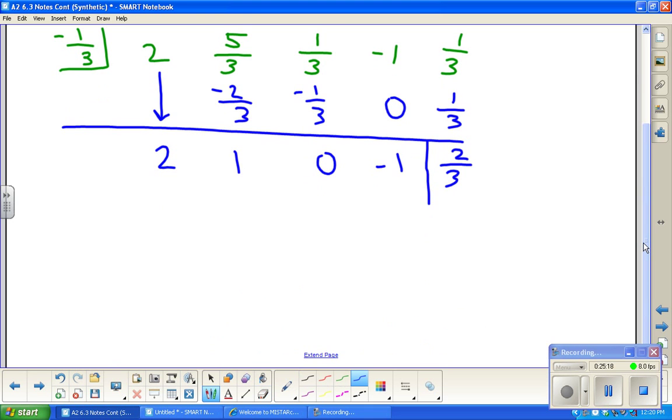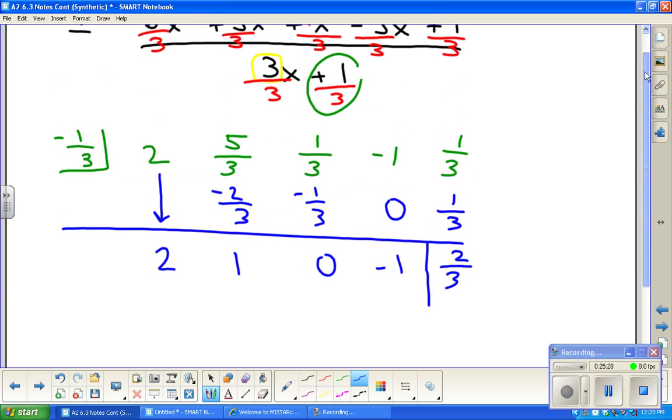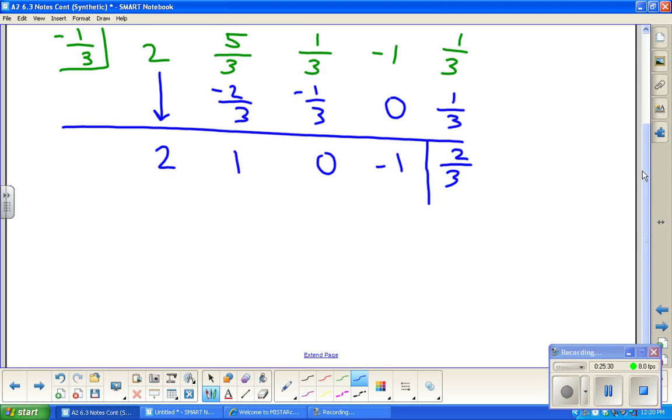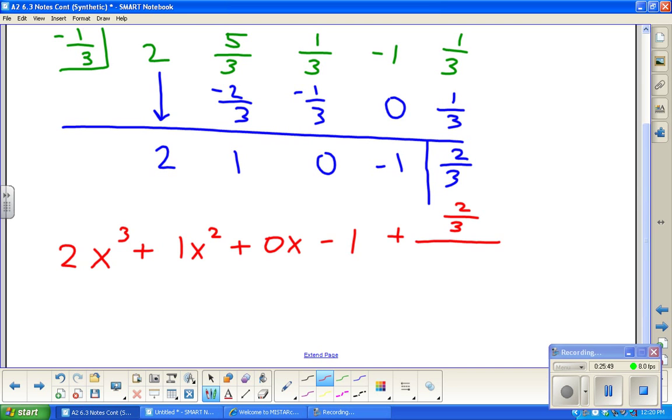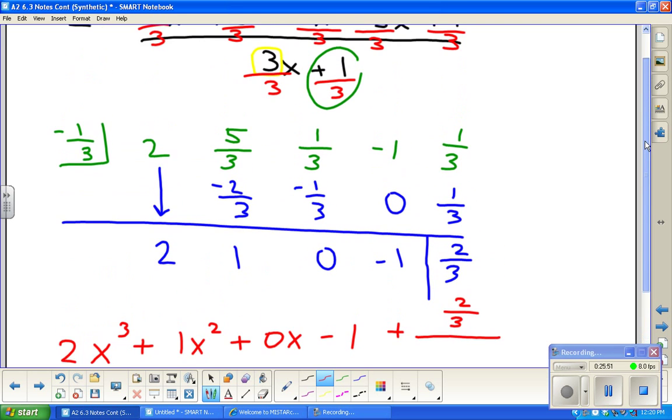Okay, so most of them were nice whole numbers. It wasn't too bad, but the remainder we'll have to deal with. So let's get the answer written. What do we start with? A degree of fourth. Okay, so our answer is going to start with x to the third, right? So 2x to the third plus 1x squared. I'm just going to write the 0x, even though we usually wouldn't write it if it's a 0. Then minus 1. But then our remainder is a fraction, and it gets divided by the thing we divided by, which was x plus 1/3.